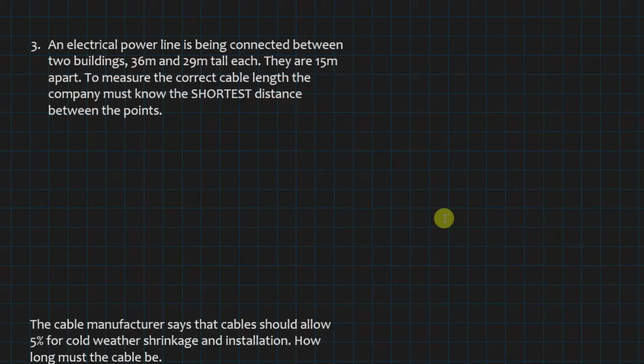So this cable manufacturer said that at the end we need to add 5% on for cold weather shrinkage. So let's go through the question, try and sort it. So what I first need to do is draw a diagram. And we've got our first building here, which is 29 metres tall. Second one is 36 metres tall.